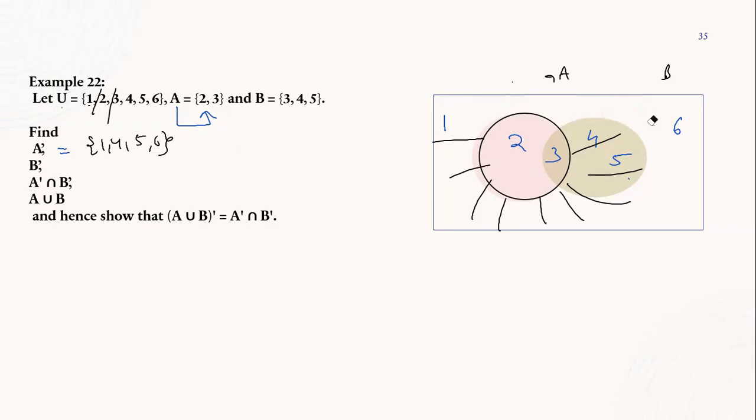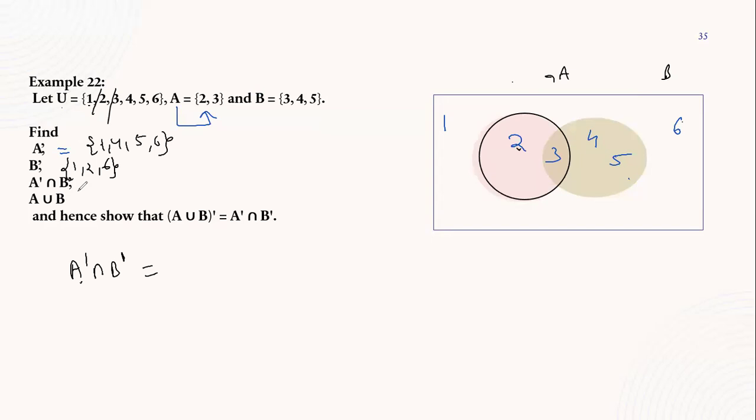You got this one? So next one. What is B complement? Now pause the video and try to find out B complement. B complement contains 1, 2 and 6. What does A complement intersection B complement contain? A complement is 1, 4, 5, 6 and B complement is 1, 2, 6. So both have 1 and 6 in common. The answer of this one will be 1 and 6.